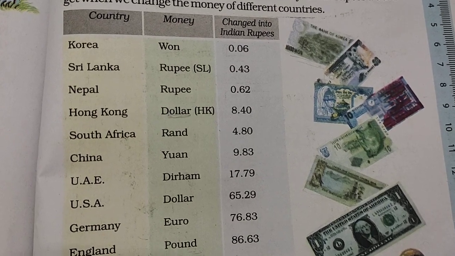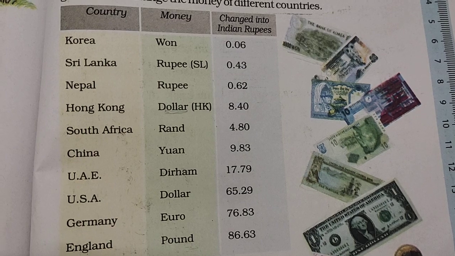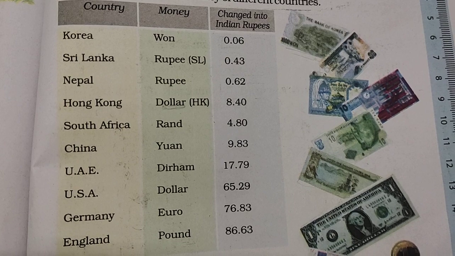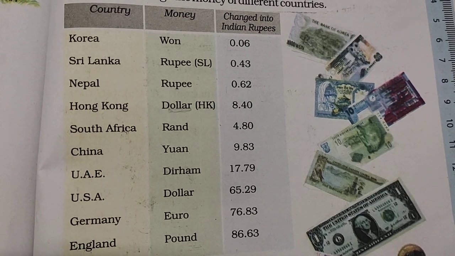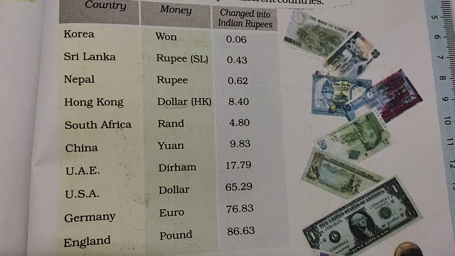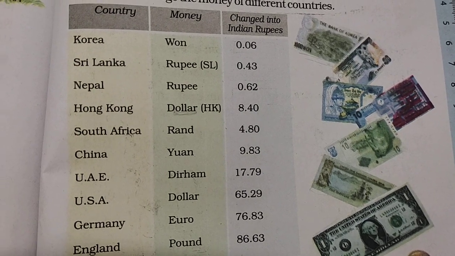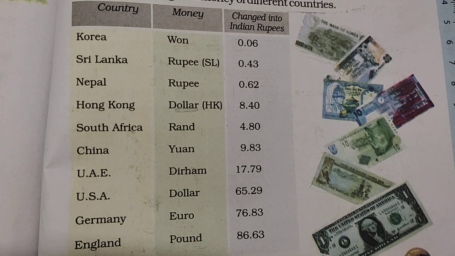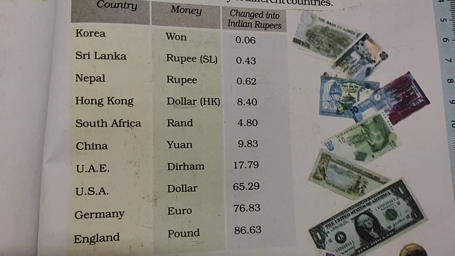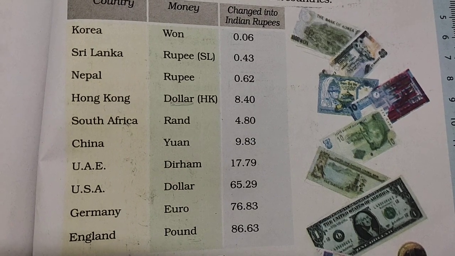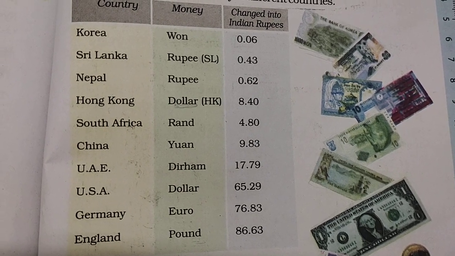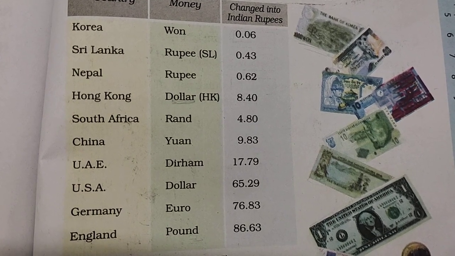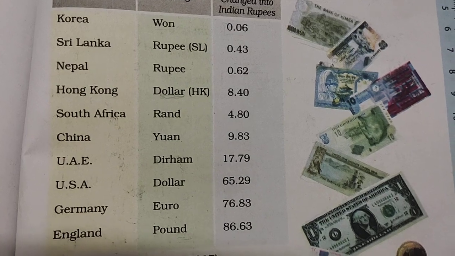For example, if I want to go to the USA, first of all I will think about how much the rate of the dollar is there, and how much amount I am supposed to exchange to get my rupees converted into dollars. Because in other countries, our rupee will be useless, since in our country we have the currency rupee. So if we want to go to any other country, we are supposed to first exchange our money.